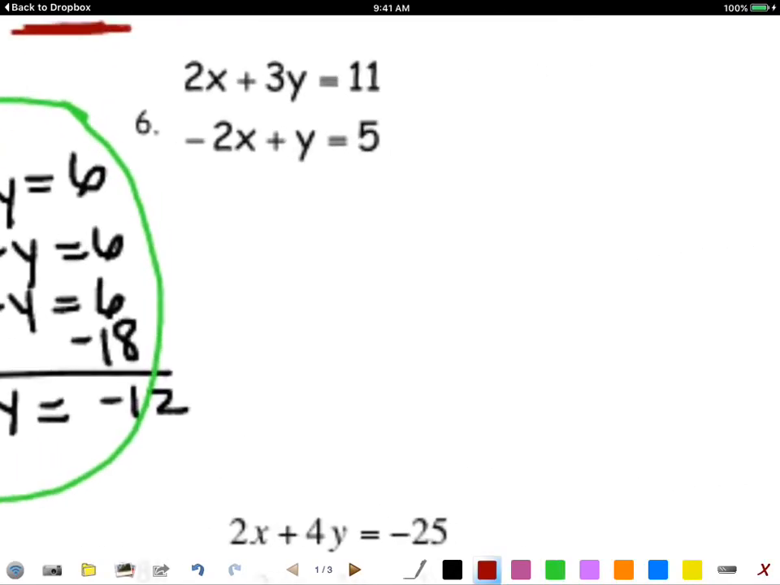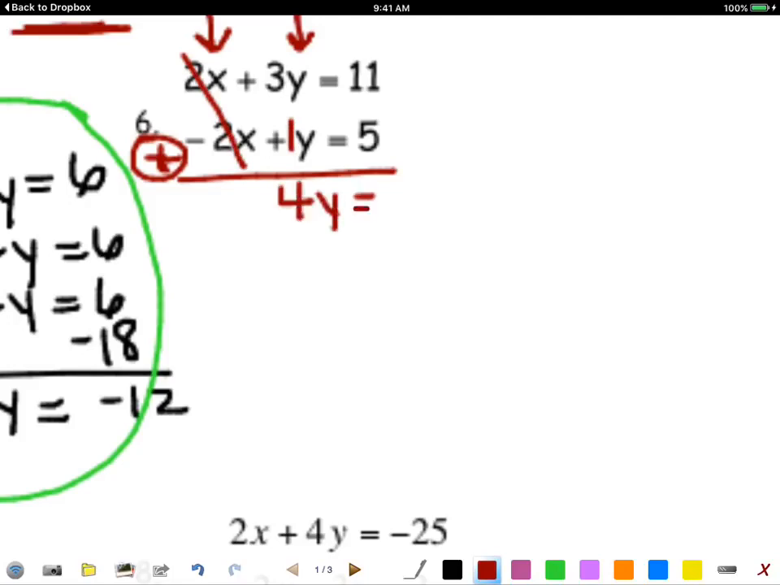When you're looking at these, can you tell if the x's or the y's eliminate? Remember, you're looking for opposite numbers. So looking at our x's or our y's, which ones are going to eliminate? If you think it's the x's, you're correct. 2x plus negative 2x is 0, so that just goes away. Then 3y plus 1y is going to be 4y, and 11 plus 5 is 16. At this point, we have a one-step equation that we need to solve. So we're going to divide by 4 on both sides, and we end up with y equal to 4.